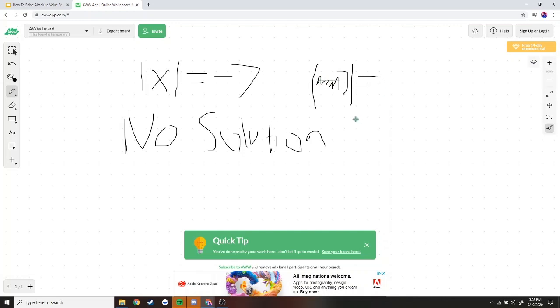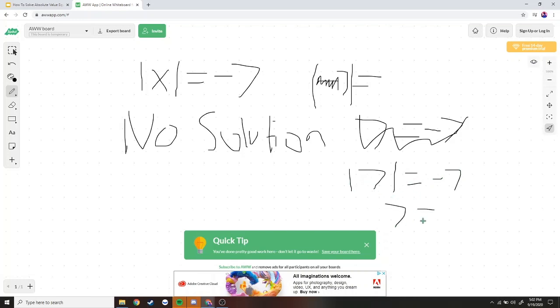this negative to make it that 7 is equal to -7. Now we know this isn't true. And again, if we plug in 7, then the absolute value of 7 is just 7. So we end up with 7 is equal to -7. And again, that's not true. So this means that there is no solution.